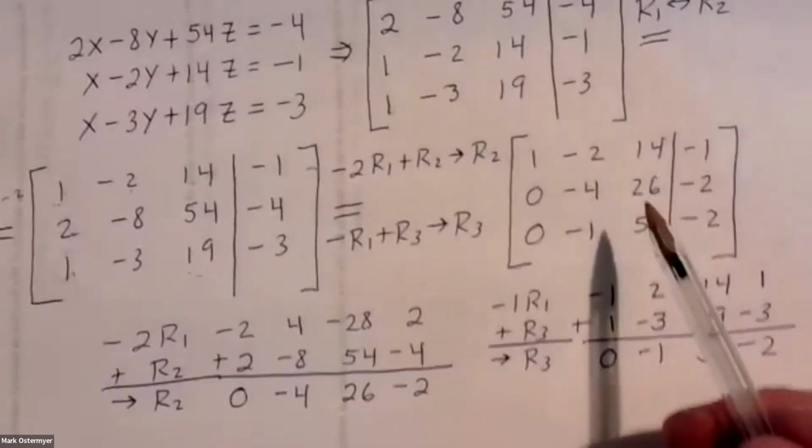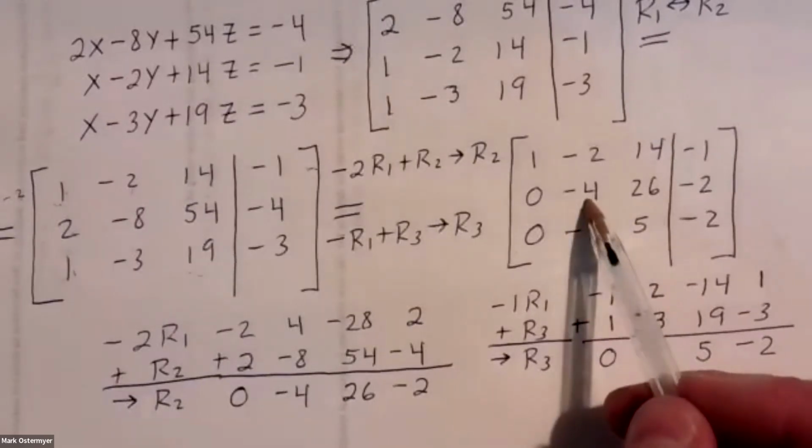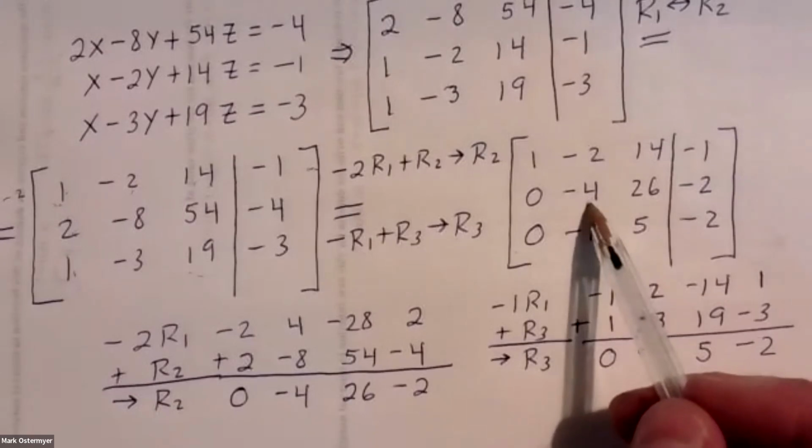I'm sorry. I keep doing that. You're always off by 1 digit. I know. I'm sorry. All right. We got to make this become a 1. Now, how can I do that?